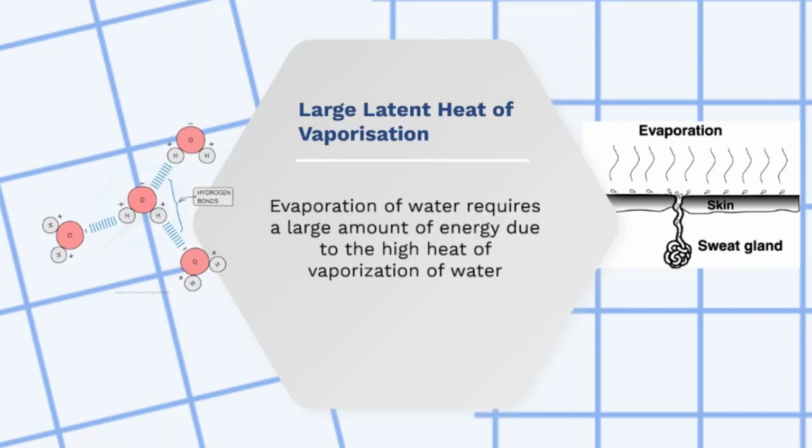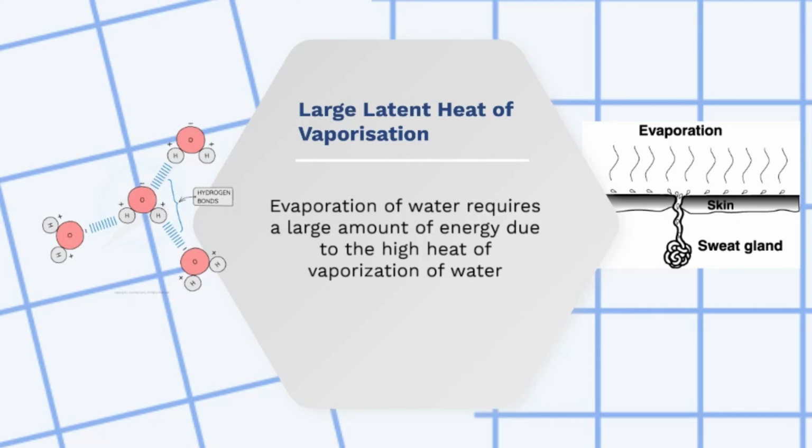So let's take it step by step again. Number 1, how does this function relate to its structure? First, this is very similar to the high specific heat capacity explanation. It takes a lot of energy to break the hydrogen bonds between the water molecules, even for a tiny amount of water. So when that tiny amount of water evaporates, it will provide a cooling effect.